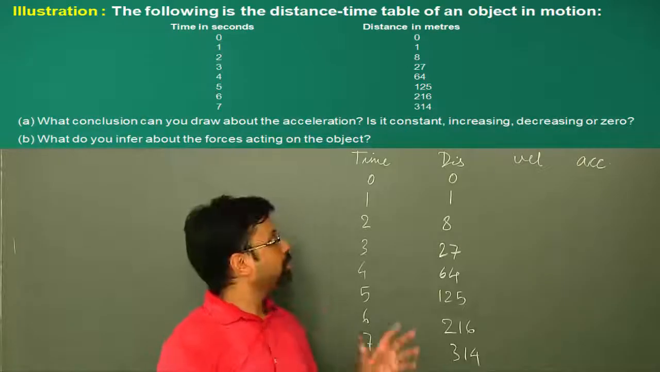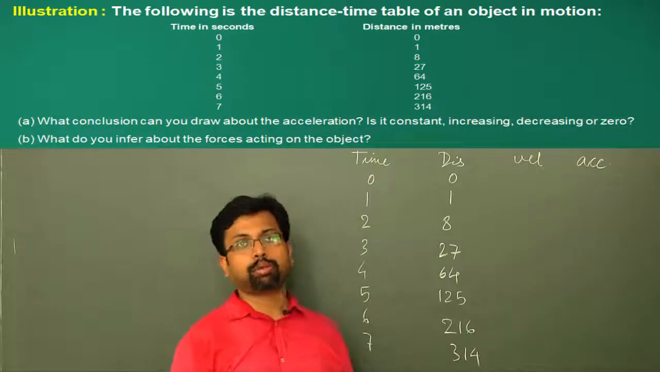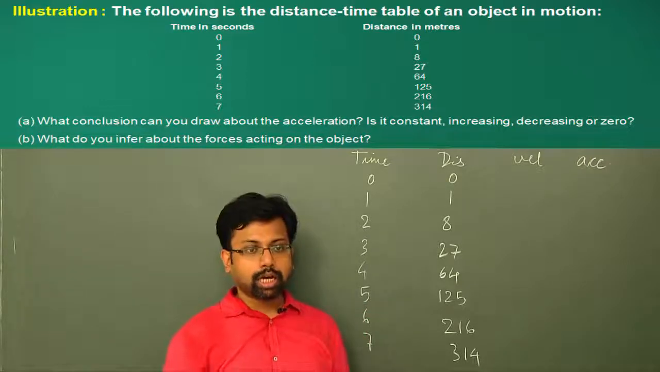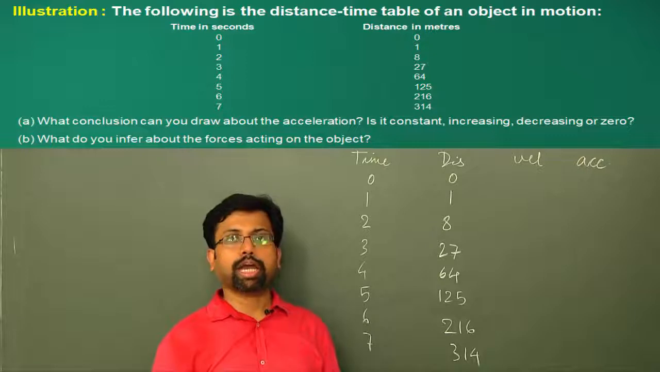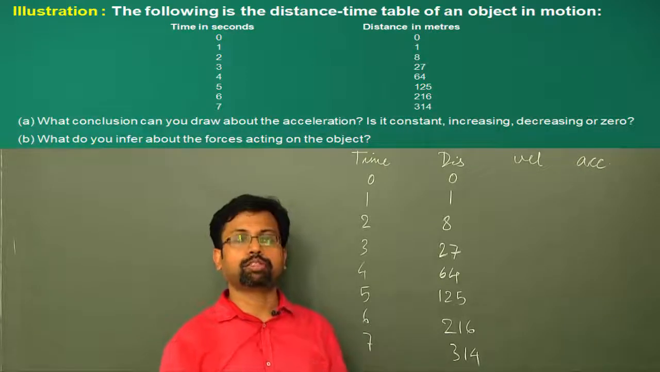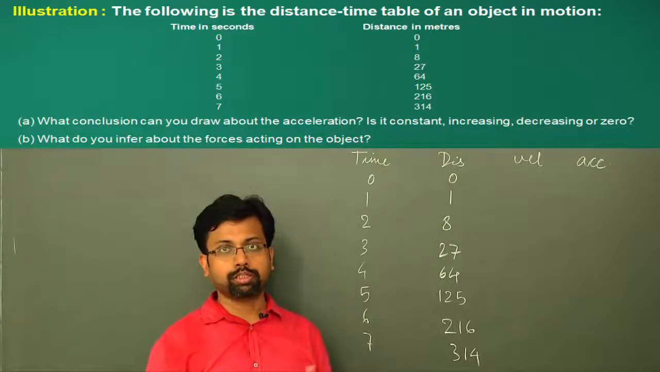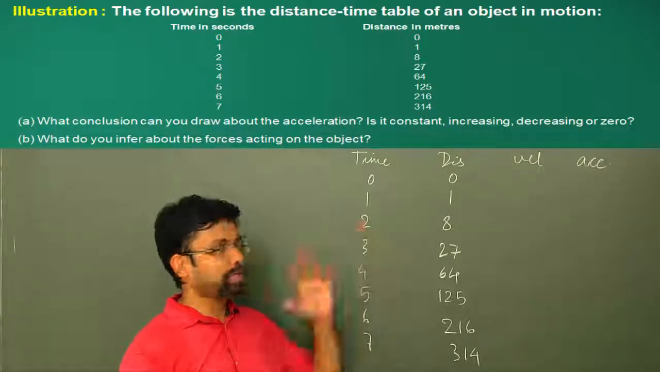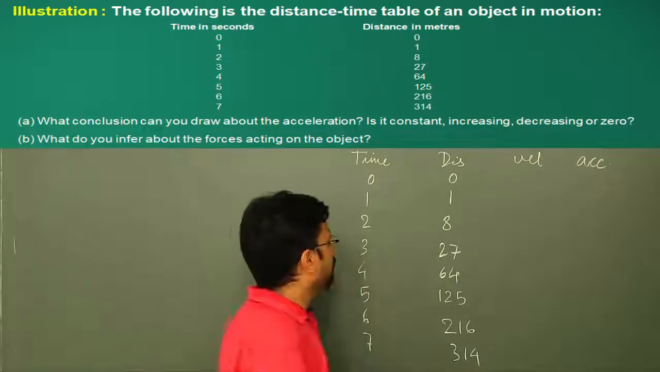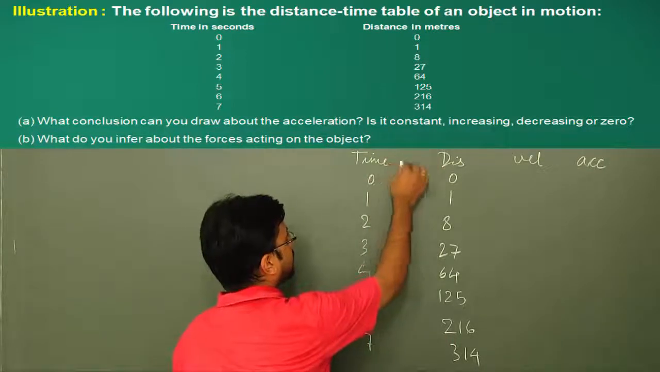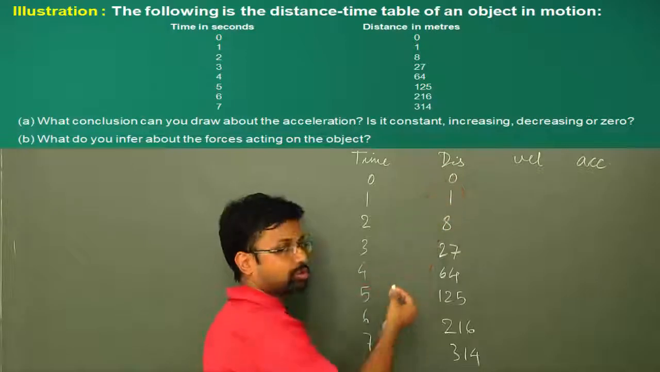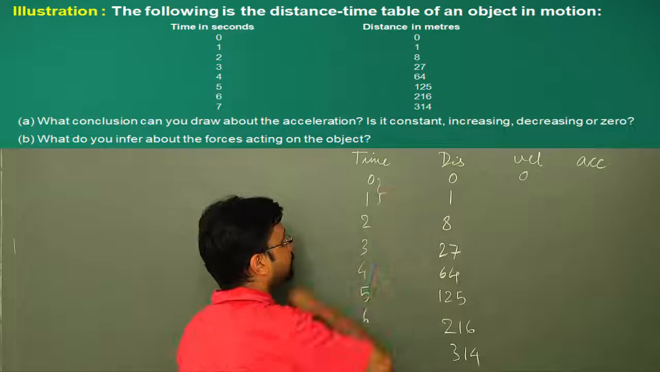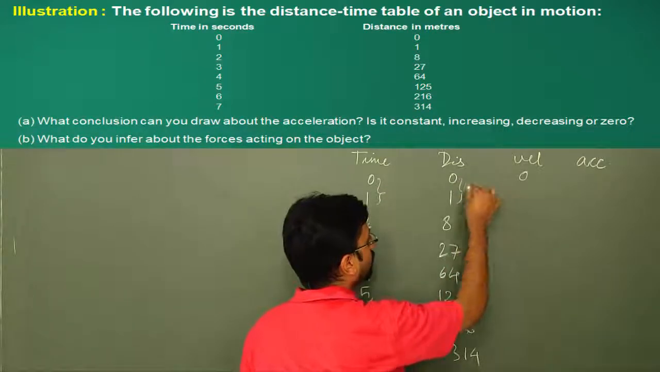In this particular case, you have the distance time chart for a particular motion given here, and the question asked is what conclusion can you draw about the acceleration, whether it is uniform, whether it is constant, whether it is zero, whether it is changing, increasing, decreasing, or whatever it is. Now how do we calculate that? At time t equal to 0, the distance is 0. So initially we can assume that it is at rest. In the first time span of 1 second, it moves a distance of 1.